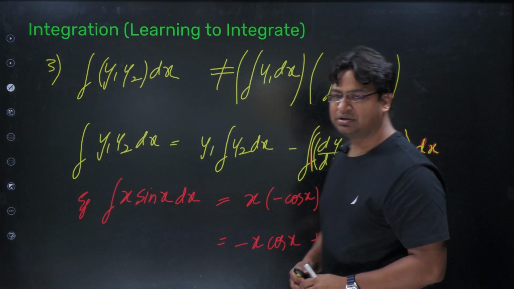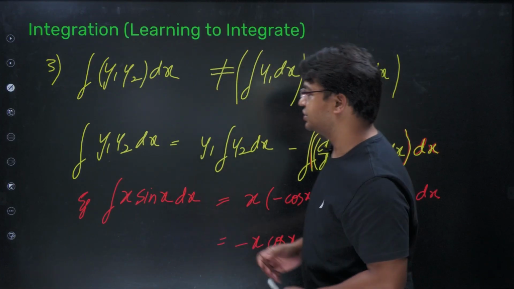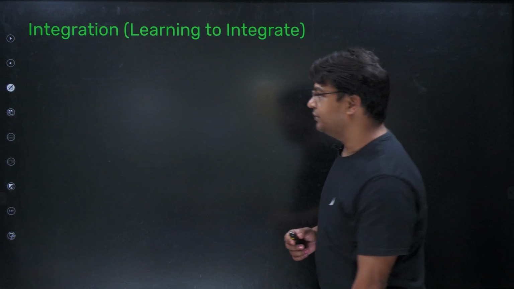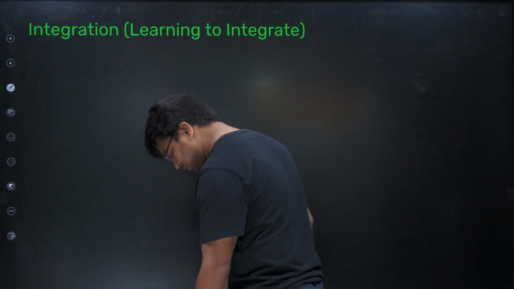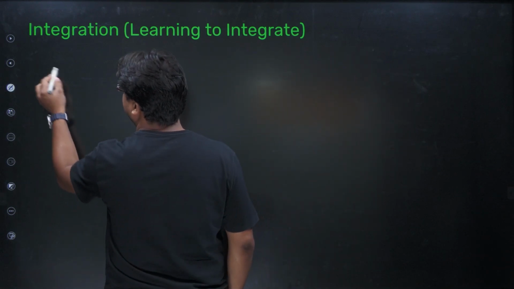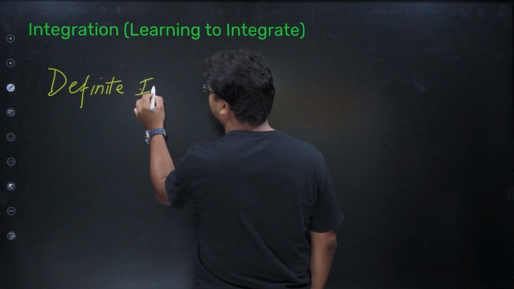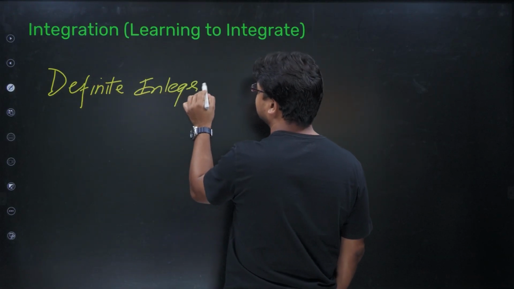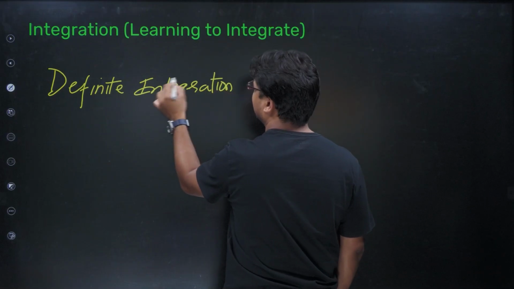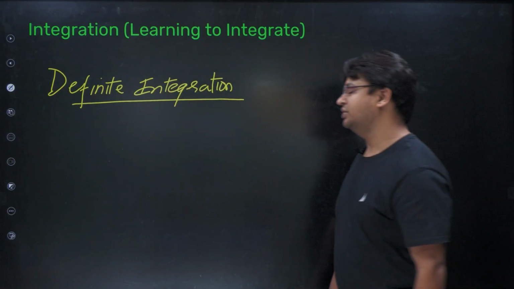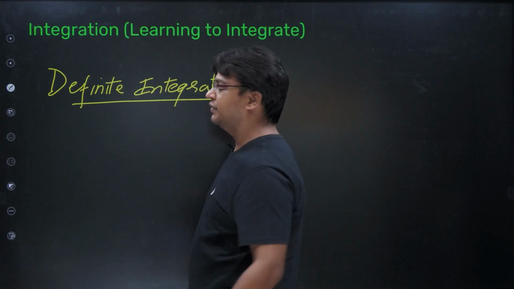So guys, these are the rules of integration. Then there are certain other things that you need to learn. The next thing that you need to learn is definite integration. What we were learning until now was indefinite integration, and now we will talk about definite integration. So what exactly happens in definite integration? It is an extension of what we were doing.